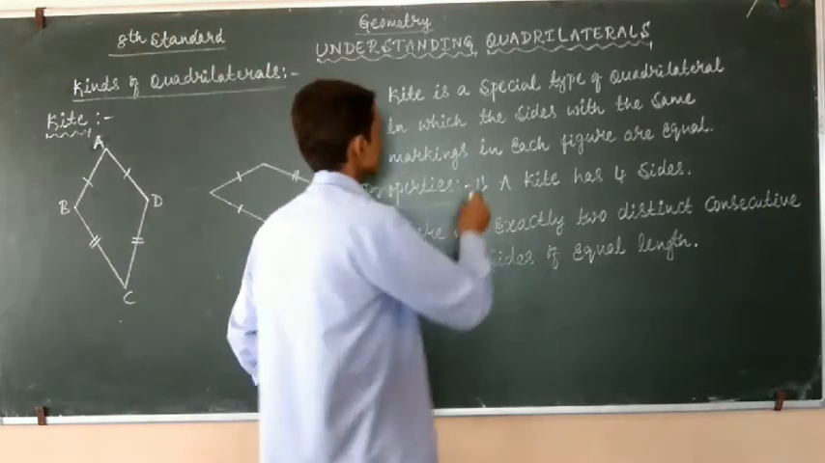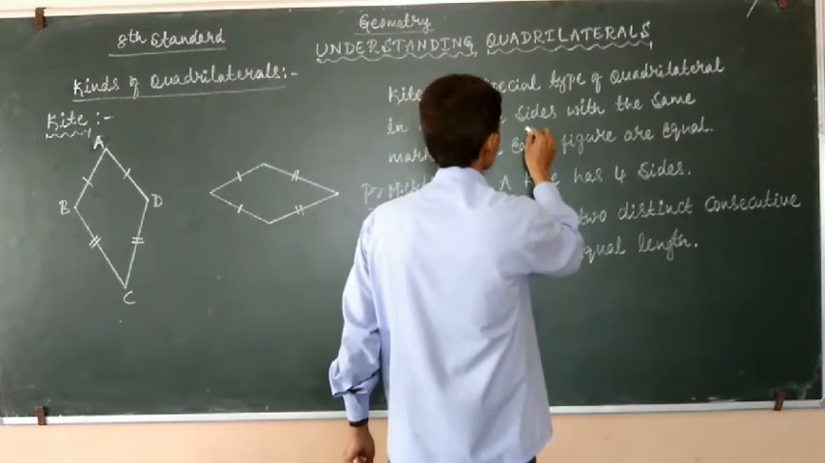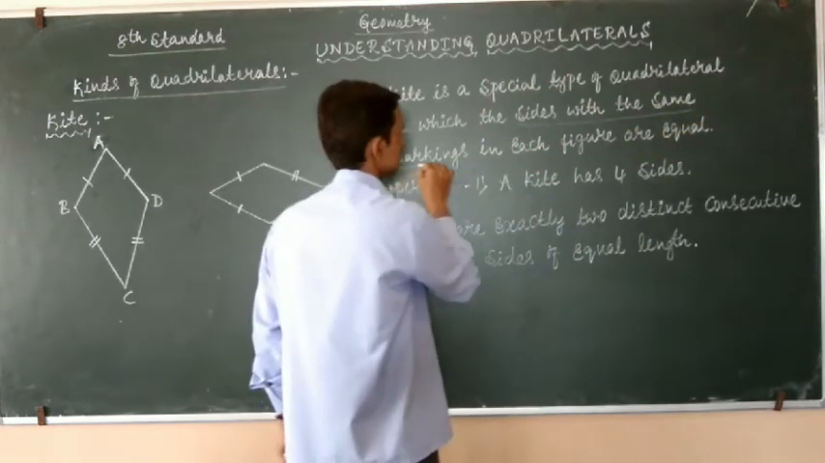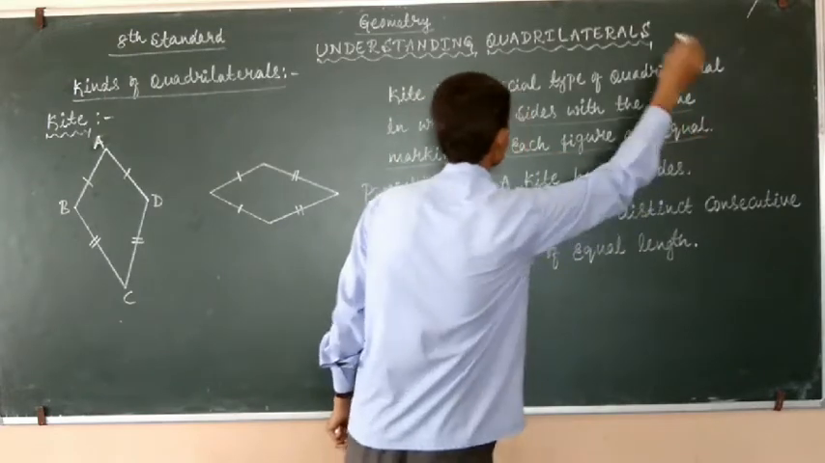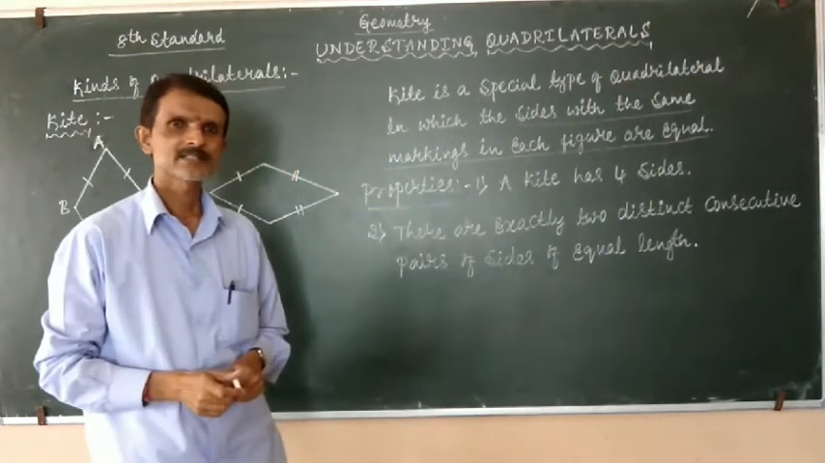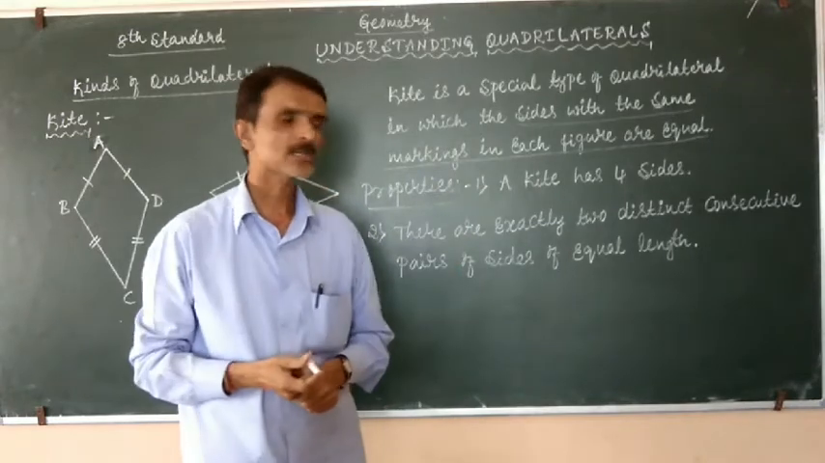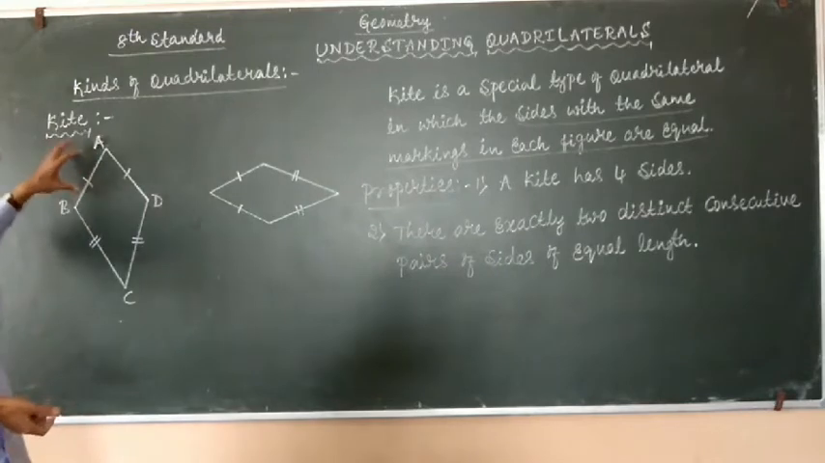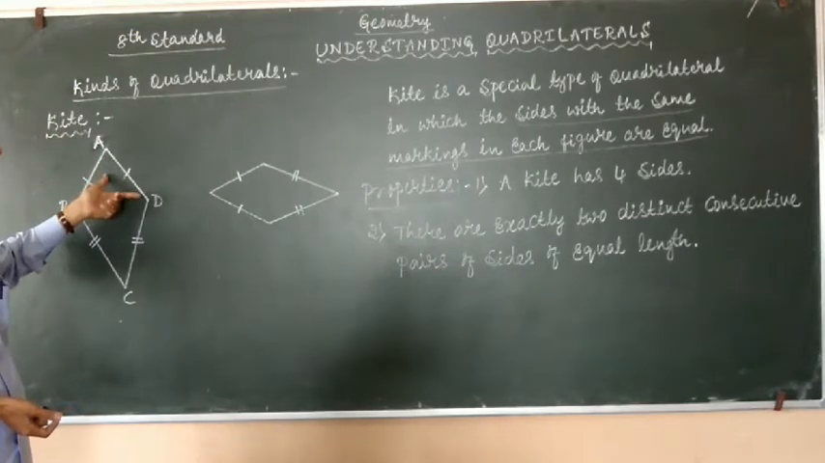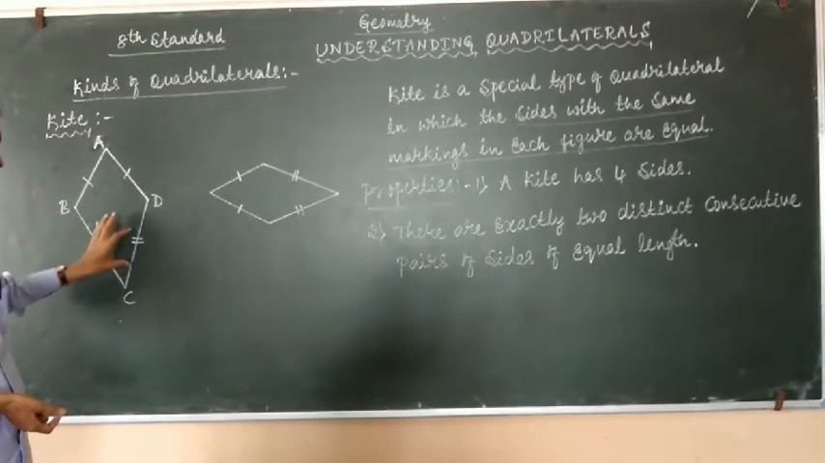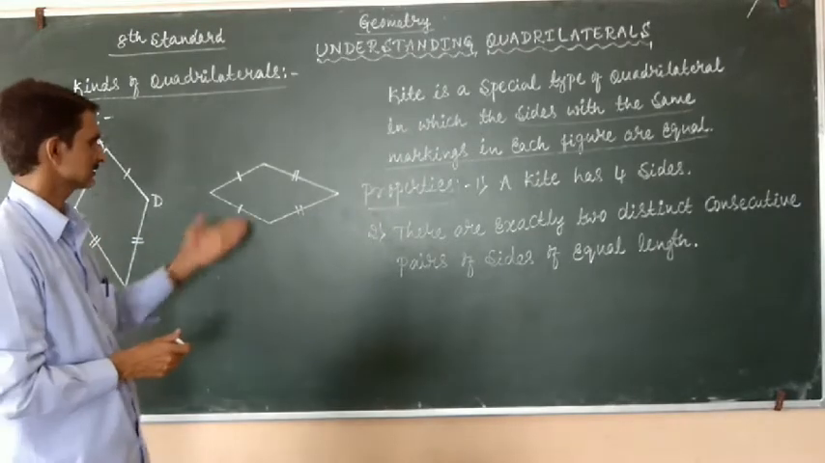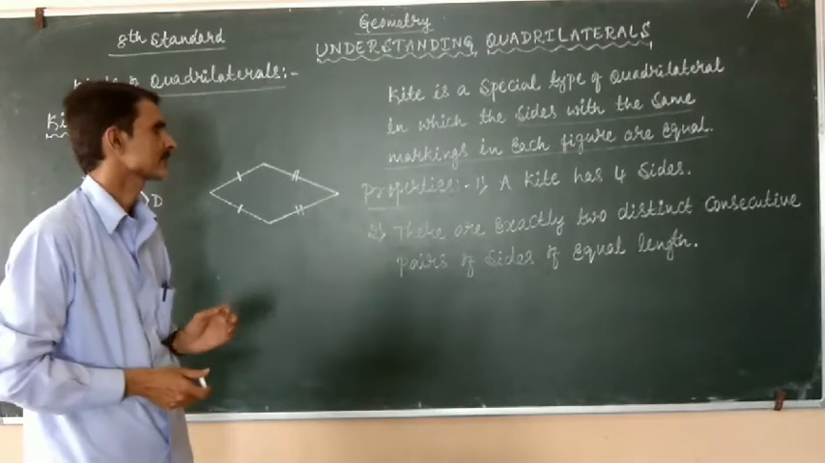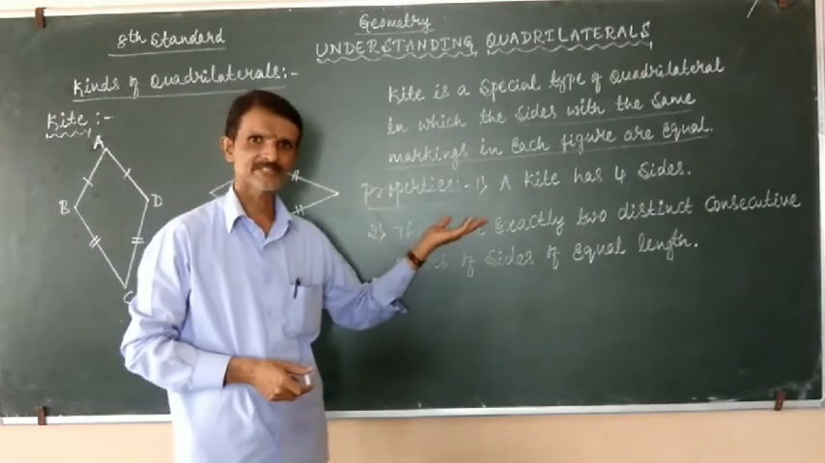So it is a special type of quadrilateral in which the sides with the same markings in each figure are equal. Same markings. That means AB is equal to AD, and BC is equal to CD. This is also another example of a kite. Now we shall see the properties.